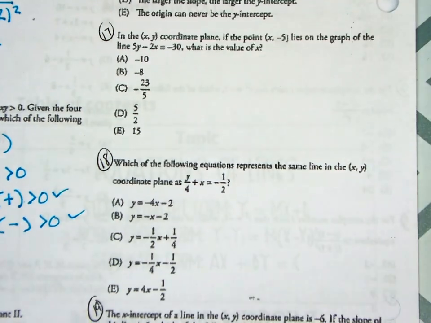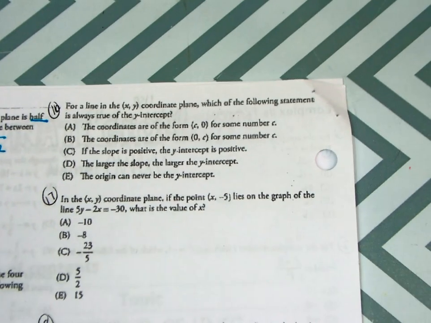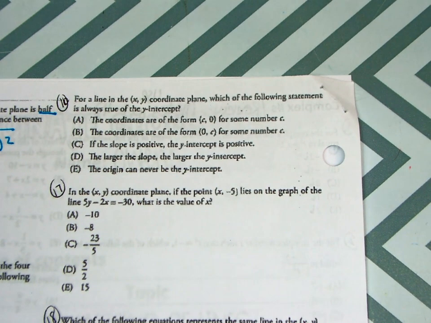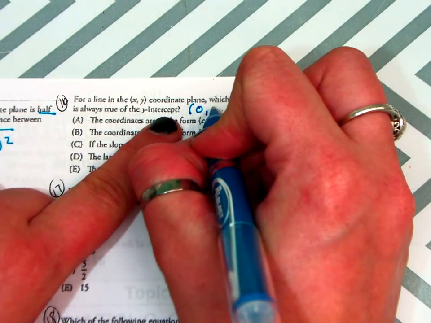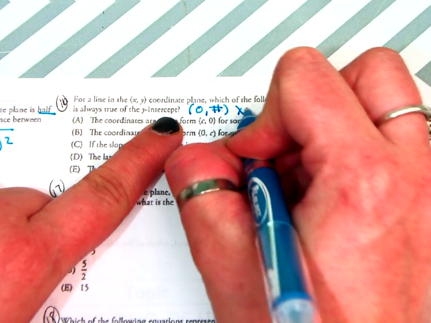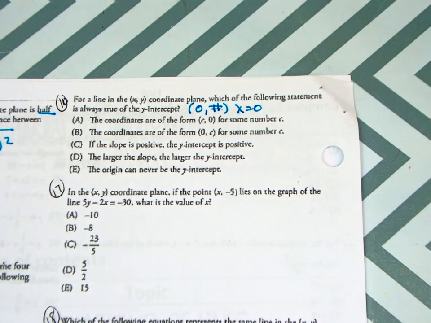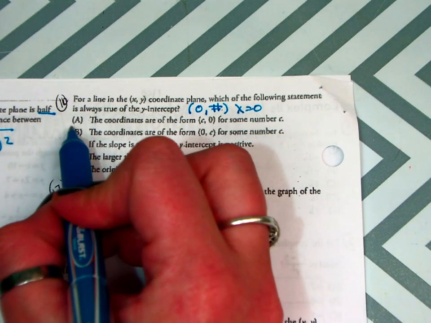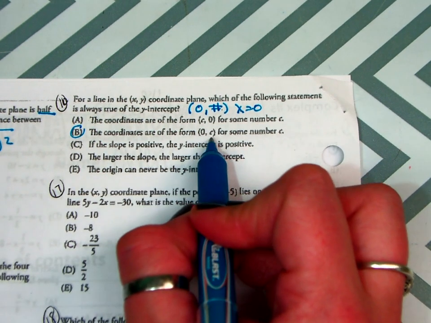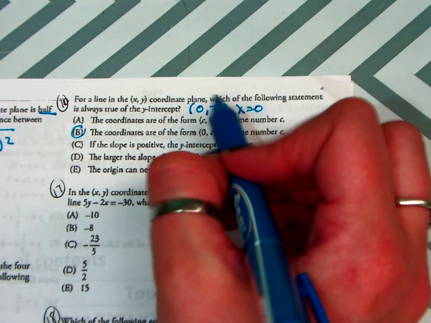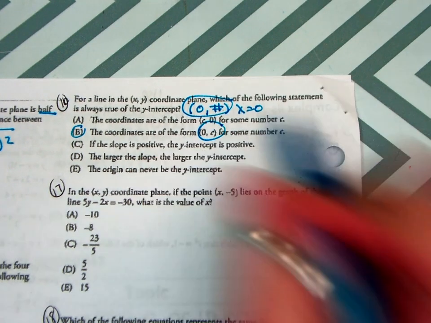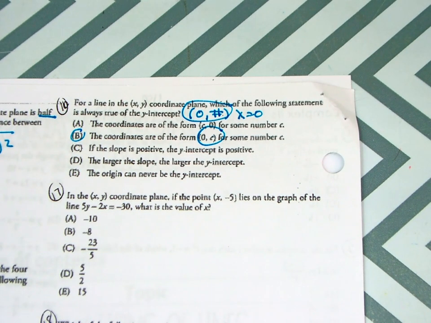Number 16, go ahead and adjust. For the line in an xy coordinate plane, which of the following is true about a y-intercept? If it is a y-intercept, x is 0. So x has to equal 0 if it's a y-intercept. Looking at our answer choices, the only one that matches this is option B. The coordinates are in the form of 0, a number, for some number C, which we literally wrote right here. If it's a y-intercept, x is 0. So that's just definitions.